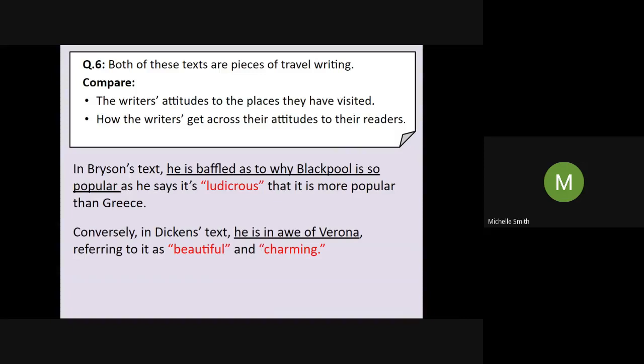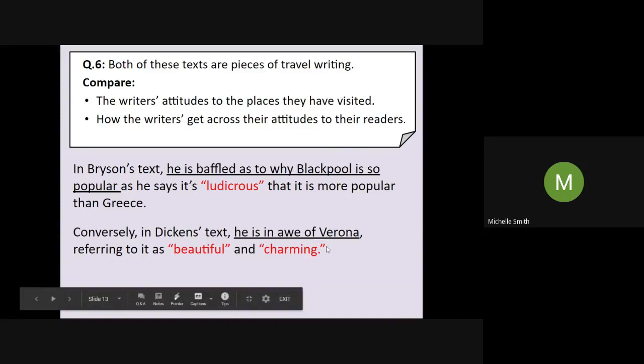My next point, conversely. So that means the opposite. In Dickens's text, he is in awe of Verona, as in he thinks it's awesome, because he refers to it as beautiful and charming. So what we've done is we've done a comparison. We've compared their attitudes, haven't we? Bryson is baffled as to why it's so popular. He thinks it's ludicrous that Blackpool's more popular than Greece. Whereas Dickens actually thinks Verona's amazing. He's in awe of it.